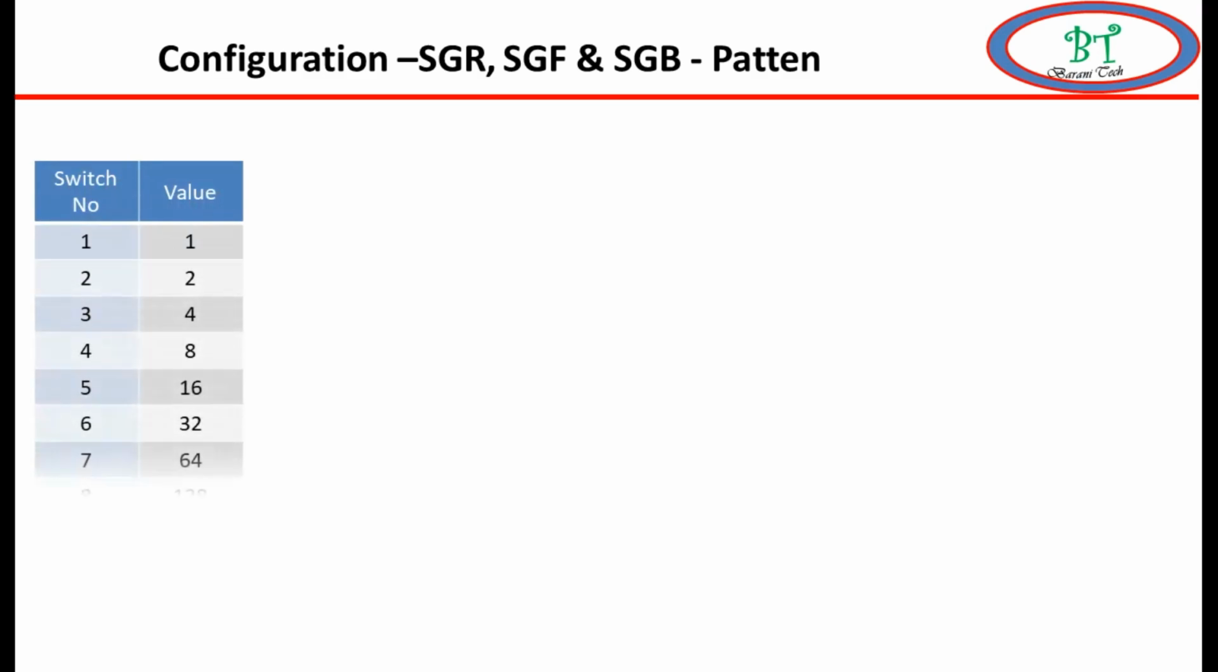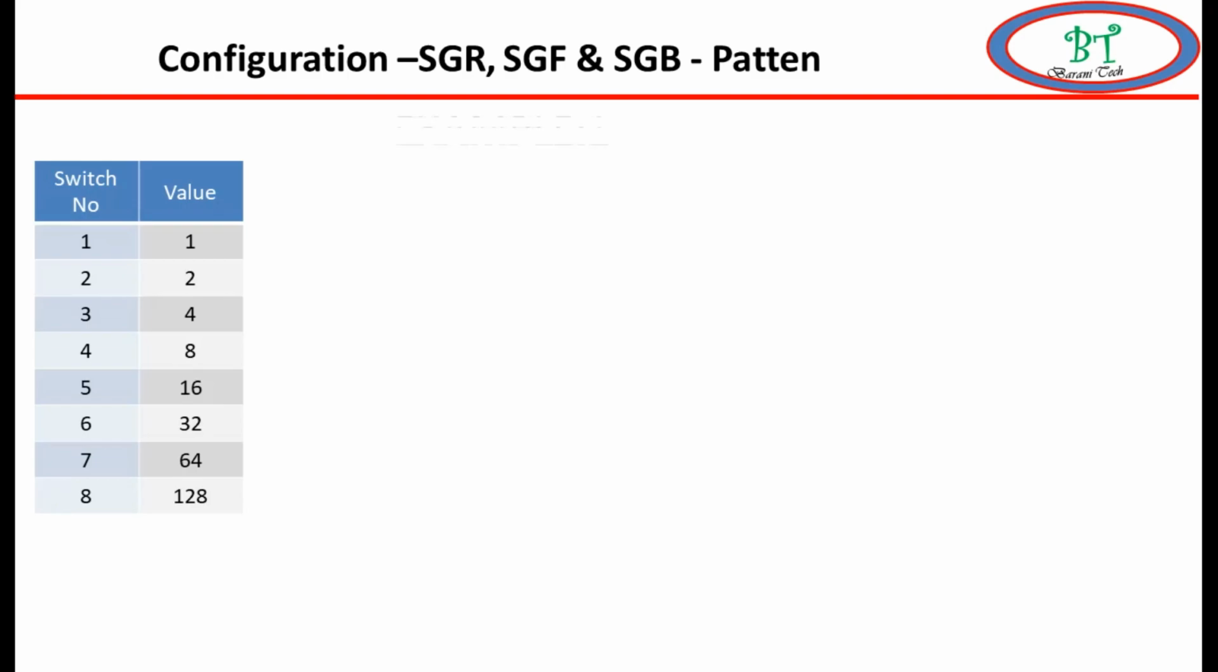Now we see these 8 switch values. Switch number 1, the value is 1. Switch number 2, the value is 2, 3 is 4, 4 is 8, 5 is 16, 6 is 32, 7 is 64, 8 is 128. Each switch has a different value. Now we will see this briefly with some examples.